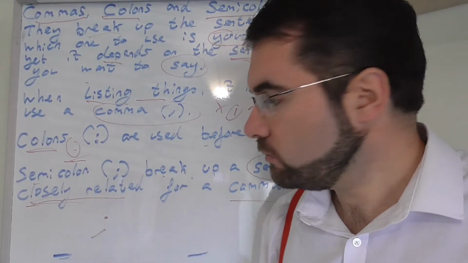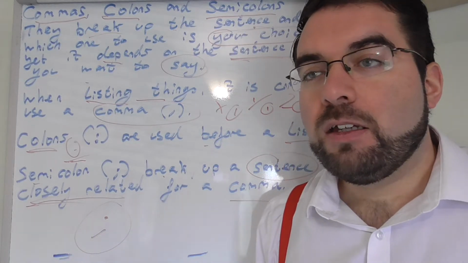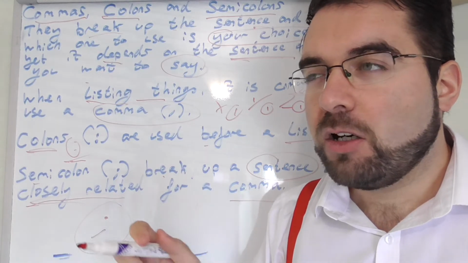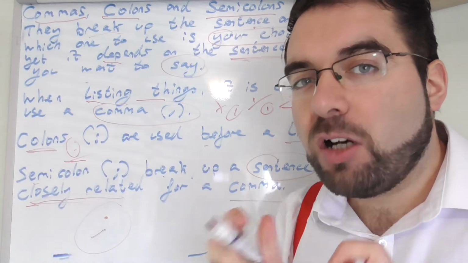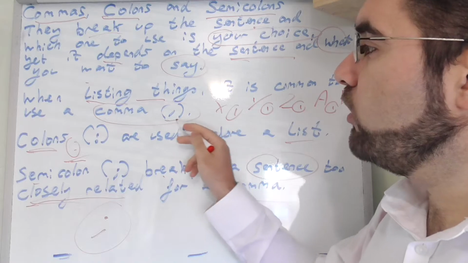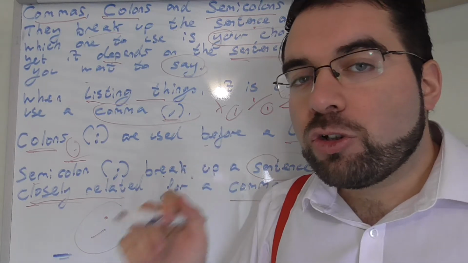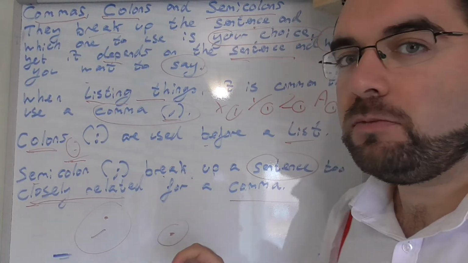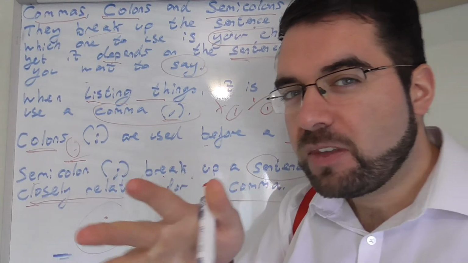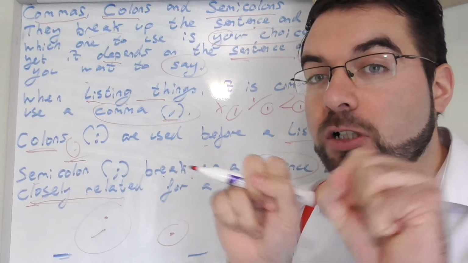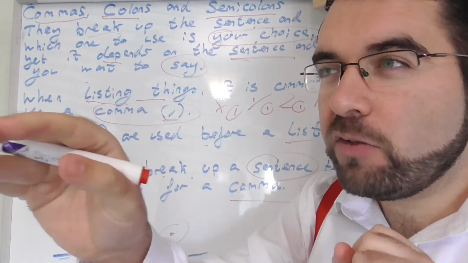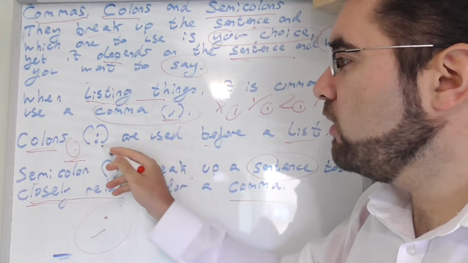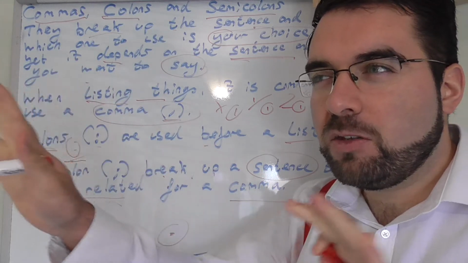But semicolons are used to break up sentences that are too closely related for a comma. So a semicolon, in a way, is like a conjunction. It breaks up a sentence and yet combines sentences together that are too closely related for a comma and does not justify a full stop. So it's kind of in the middle, where the sentences and clauses are closely related, but it's not quite a full stop. You don't need a comma, you don't need a colon, you don't need a full stop.